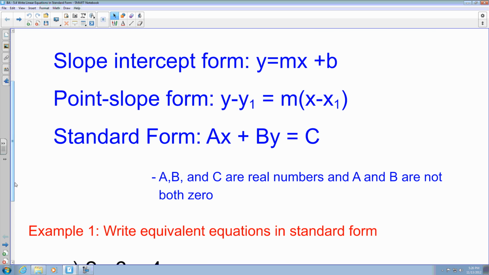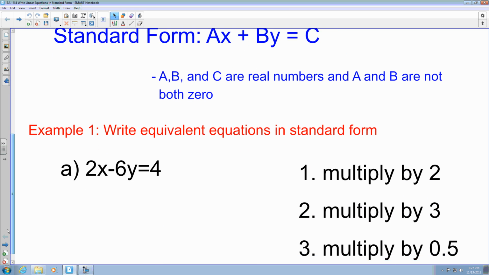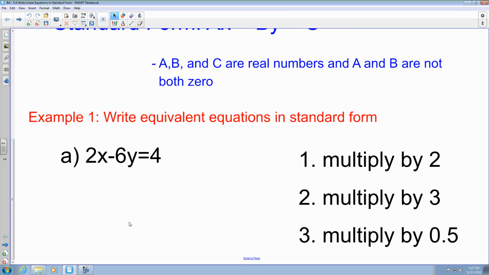Now there are some stipulations that have to work for standard form to be operational. One is that a, b, and c are real numbers, and a and b are not both 0. So here are some examples. Example 1 is I want to be able to write equivalent equations in standard form.